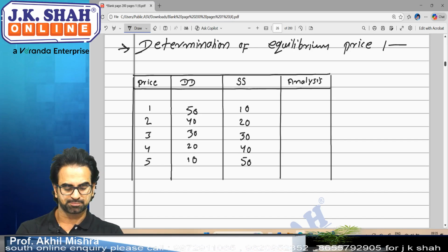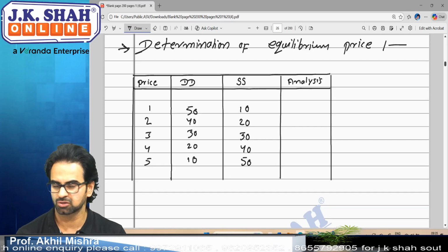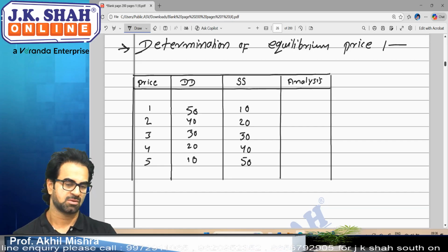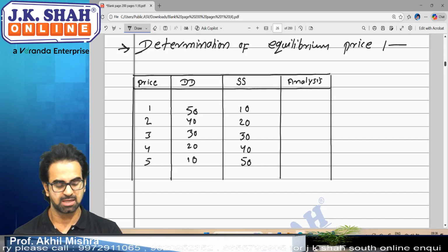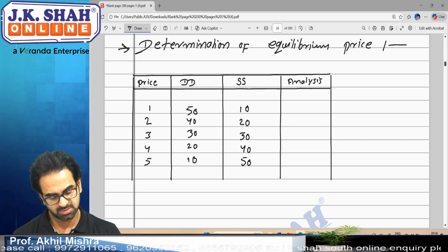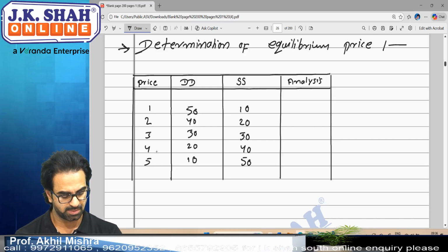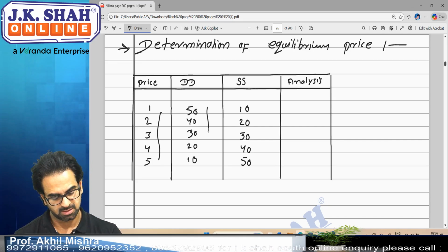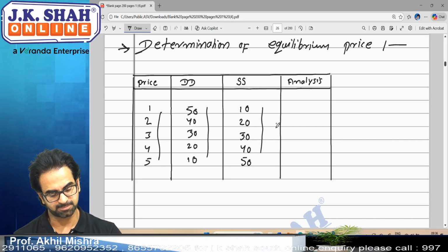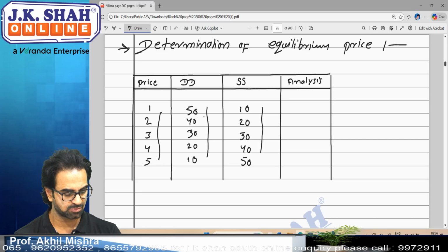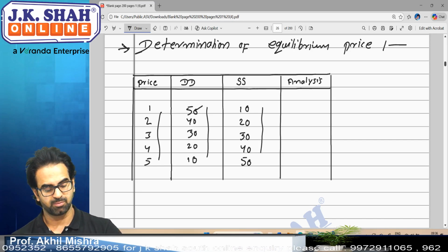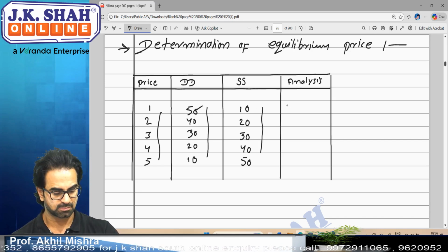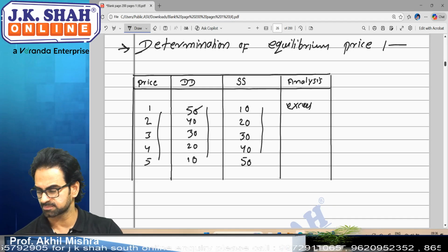You see, the price is one. You know the law of demand and law of supply. When price is more, demand is less. When price is more, supply is more. When price is just one, demand is very high, supply is very less. Price is increasing like this, demand decreasing and supply increasing. When the price is 1, demand is too much, 50, supply is just 10. Price will go up. Excess demand.